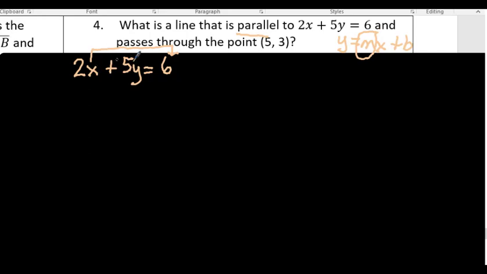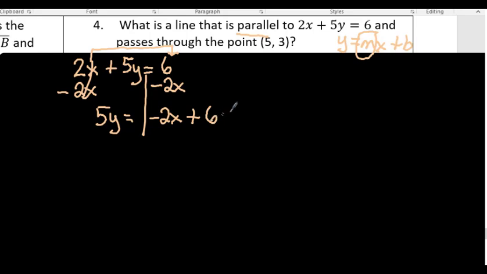Here the y and the x are on the same side. So in order to do that, we'd have to do opposite operations and subtract 2x. That would leave me on this side of the equal sign, because these cancel, 5y. What's on the right side? A -2x and a +6.